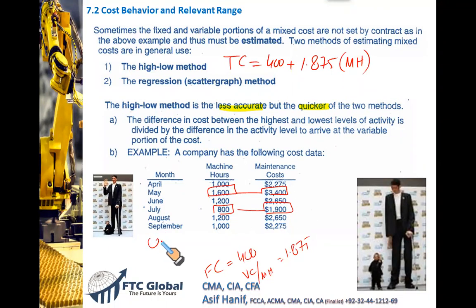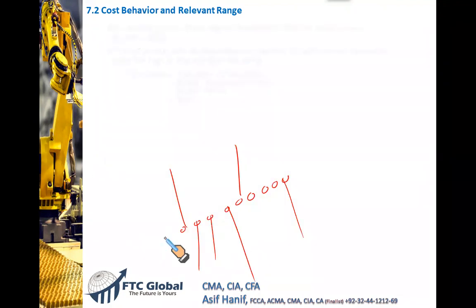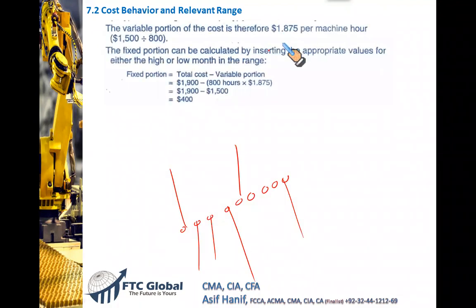Now in this formula, you can just input the machine hours. Let's say in October, I want to work for 950 machine hours, and I want to estimate the maintenance cost. Just plug in 950 in this equation, multiply it by 1.875, add 400 to it, and you will get the estimate of total maintenance cost for October. This is what we use. See, this is the equation: 400 is the fixed portion and 1.875 is the variable per machine hour component of the cost structure.